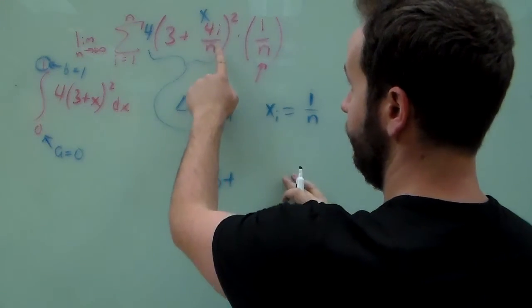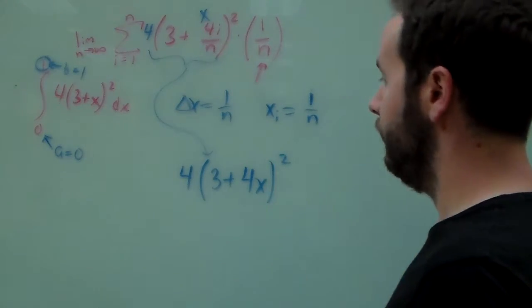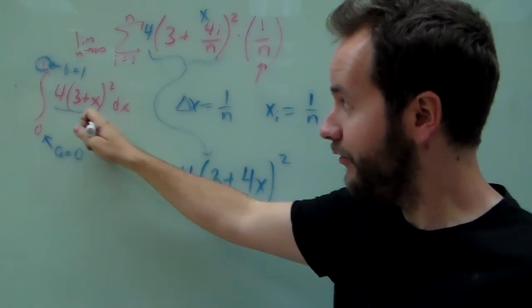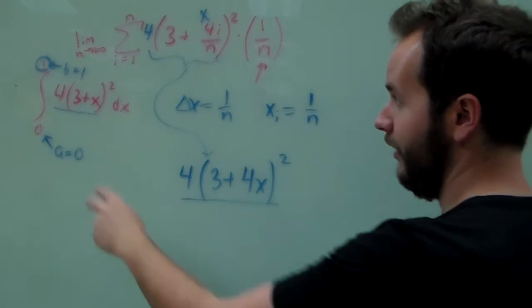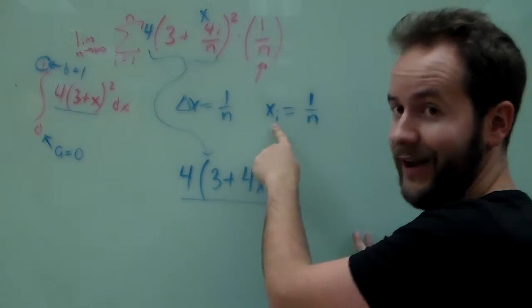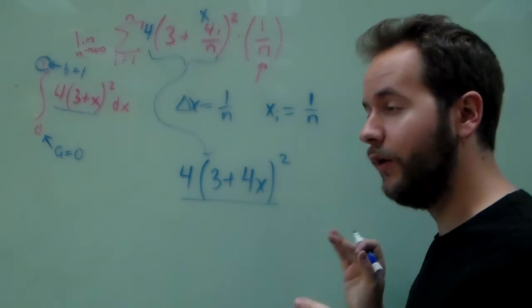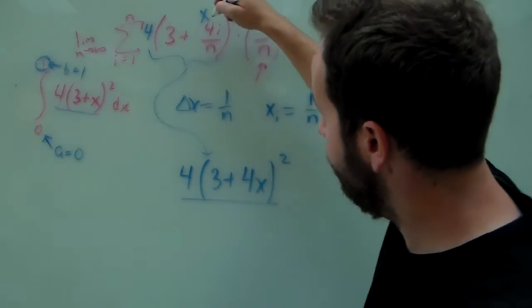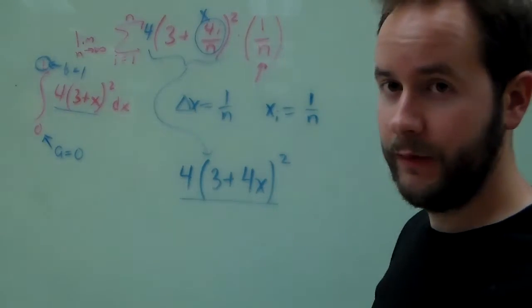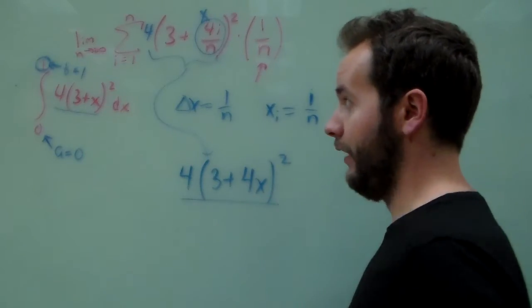Since i over n is equal to xi, this becomes 4x squared. But that doesn't match answer choice 2. Answer choice 2 says we have 4 times 3 plus x squared, but according to our summation and our choice for xi, we would get 4 times 3 plus 4x squared. And again, where am I getting that 4x? This is 4i over n, but my xi was i over n, so 4i over n would be 4x.